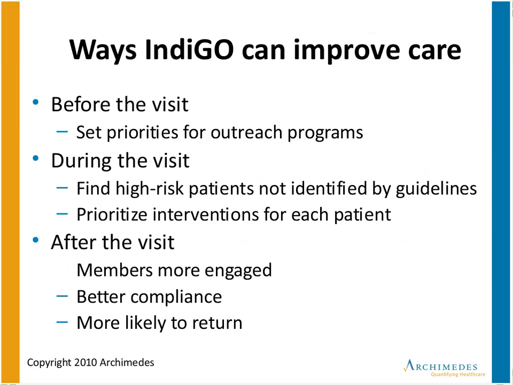The ways in which Indigo can be used, as we think about workflow, which is where the rubber meets the road: you can use it before the visit to set priorities for different case or disease management programs, meaning which patients you should target with your precious resources. During the visit, you can use it at an individual patient level to help prioritize interventions for a particular patient, or find at-risk patients who weren't identified by guidelines. And after the visit, as I mentioned before, the tool seems to help patients with compliance by individualizing the information and showing them exactly what the benefit would be for them, as opposed to a more generic message that comes with a guideline.